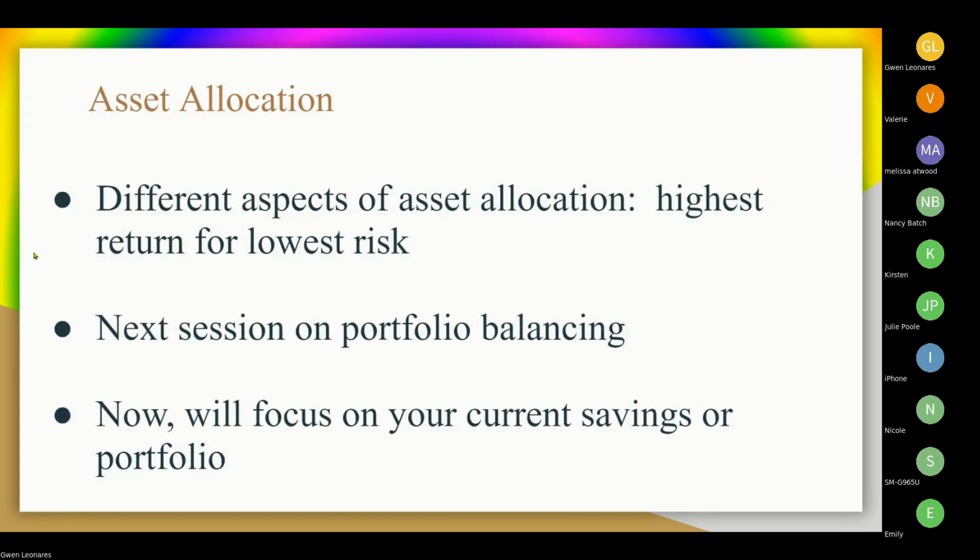Okay. So there's, like I said, lots of different aspects, but the main goal is you want the highest return for the lowest risk. And like I said before, we're going to talk about portfolio balancing next time. But for now, since we had this talk about assets, now we're going to talk about you figuring out what your asset allocation is.